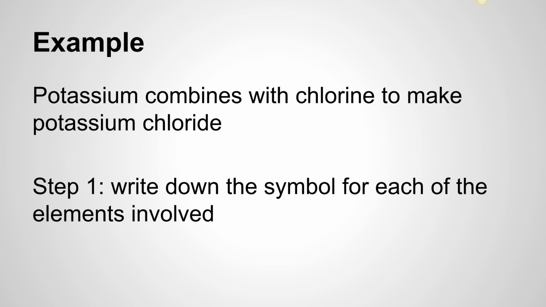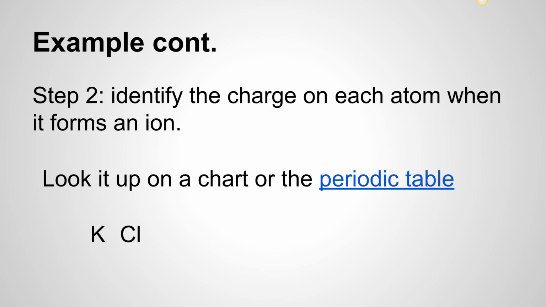So we're going to look potassium up on the periodic table. We will find it as a K. And we'll look up chlorine. It's Cl. Once you have found those, write them down. Potassium K, chlorine Cl. Step 2 is going to be to identify the charge on each atom when it forms its ion. So we're going to look up the charges on the periodic table.